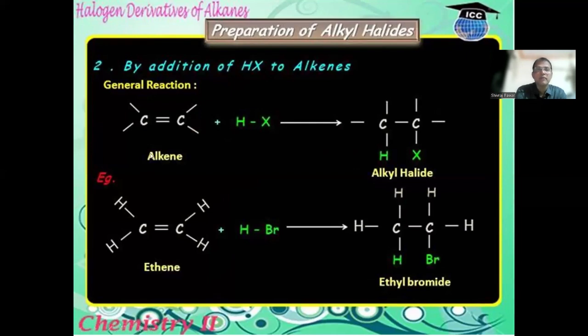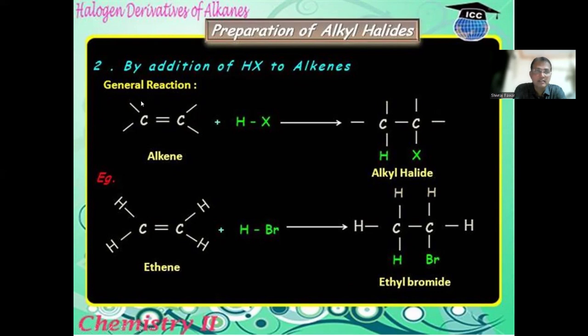Now, the second type of reaction. First was substitution reaction. Now, I am going to tell you about addition reaction. What is addition reaction? Addition reaction takes place across the double bond and adds two molecules to form only one compound. So here, two reactants are there and they form only one product. This is called addition reaction. Only one product, no byproduct will be formed.